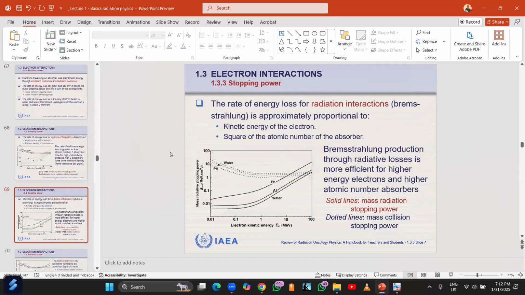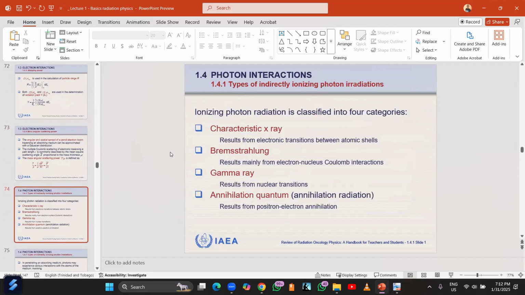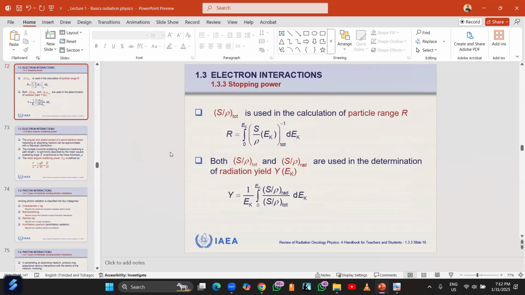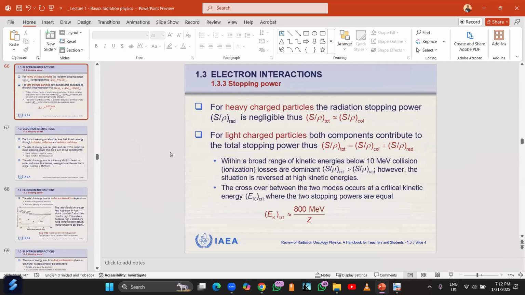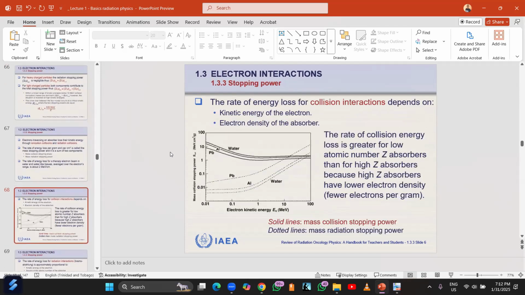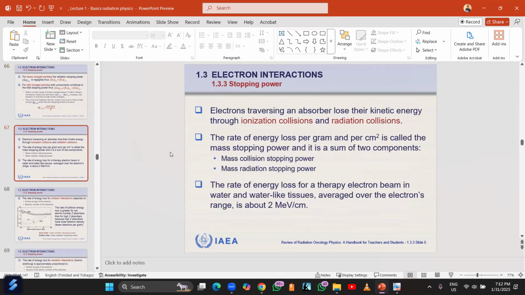Before I move on to photons, let me see how many slides I have on electrons, because I'm not going to cover particle range. Let me see. One thing I want to mention, let me just cover the next two slides, then I'll give you a short break, then we'll look at photon interactions.